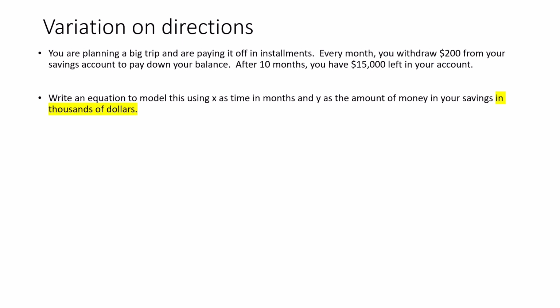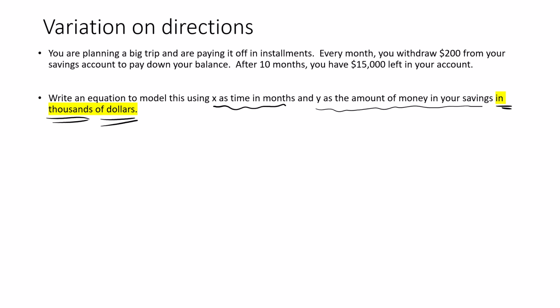Now, if those numbers seem kind of big, you're like, ooh, I don't know if I want to deal with numbers that big, you might see a variation on the directions, and this can often trip students up, so I think this is worth looking at. So the whole first part of that is the same. Every month you would draw 200. 10 months, you have 15,000. Write an equation to model this using x as time in months. Okay, that's the same. And y is the amount of money in your savings in thousands of dollars.